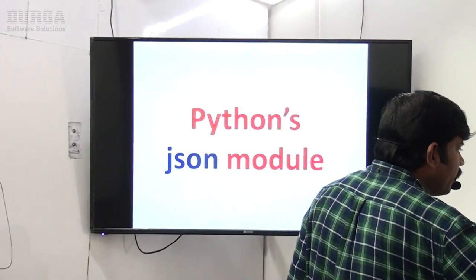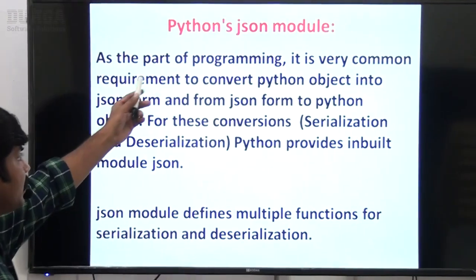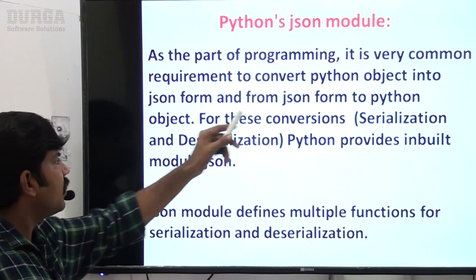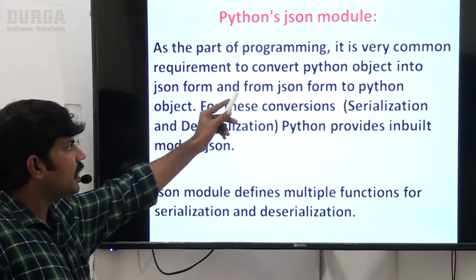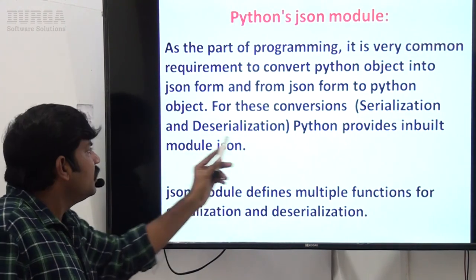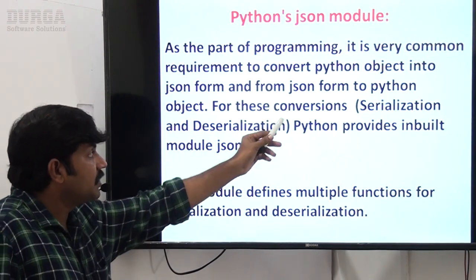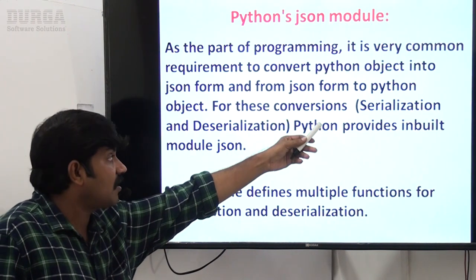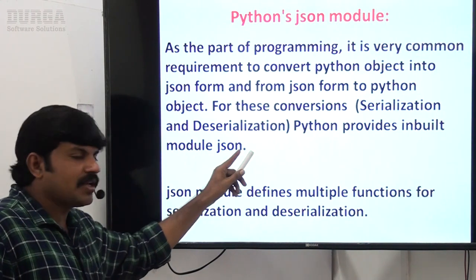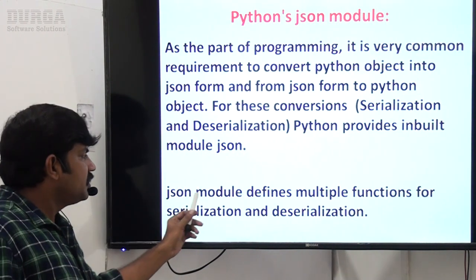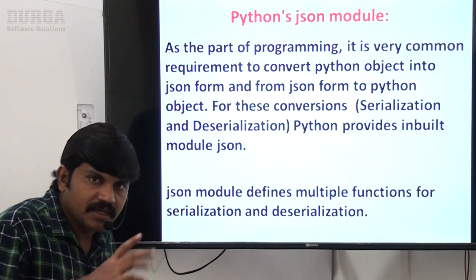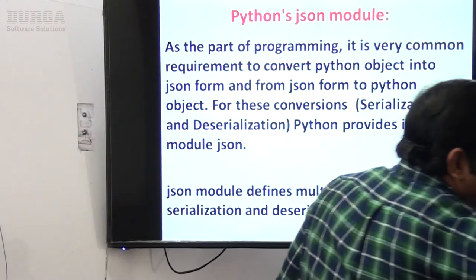In Python's JSON module, as part of programming, it is a very common requirement to convert a Python object into JSON form and from JSON form to a Python object. These conversions are called serialization and deserialization. Python provides an inbuilt module. What is the module name? JSON. The JSON module defines multiple functions for serialization and deserialization, right?